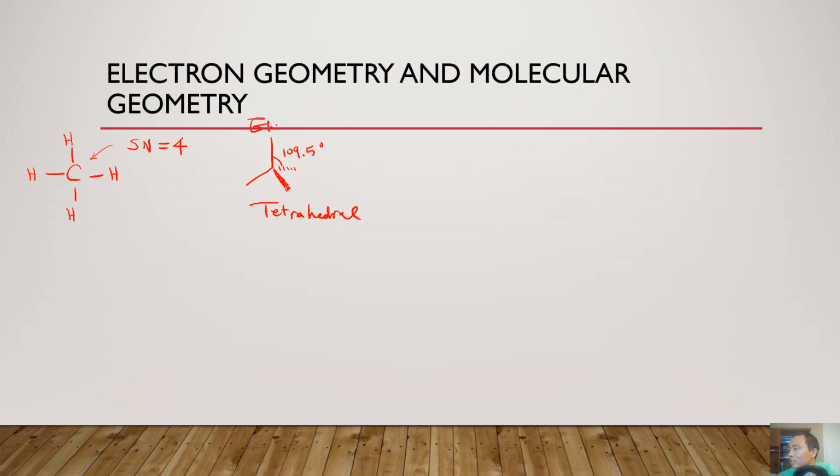for the electron geometry. For the molecular geometry, it's exactly the same because there is no lone pair present in this structure. The bond angle is the same, 109.5 degrees. It's tetrahedral.